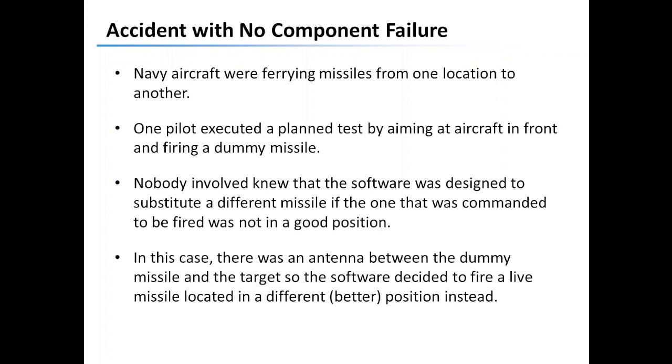Unfortunately, no one involved knew that this was so-called smart software, and that the software was designed to substitute a different missile if the one that was commanded to be fired was not in a good position. In this case, there was an antenna between the dummy missile and the target, so the software decided to fire a live missile located in a different, better position instead.